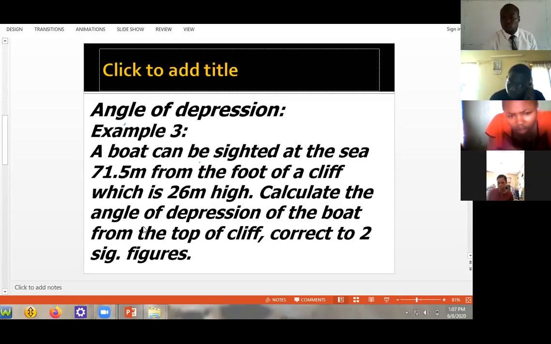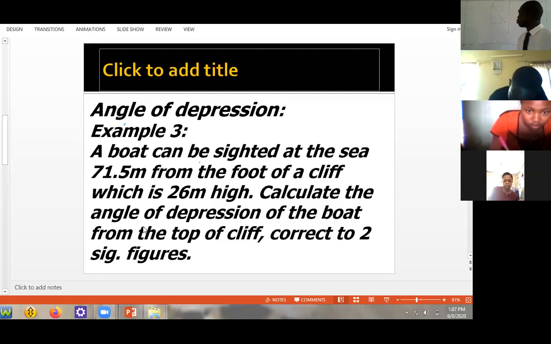So when you draw your right angle triangle, you know that the height of your cliff is a straight line. It is the opposite. It will be your opposite. And your angle will be what? We are looking for the angle. So the angle will be theta.